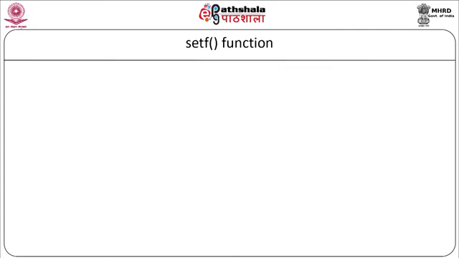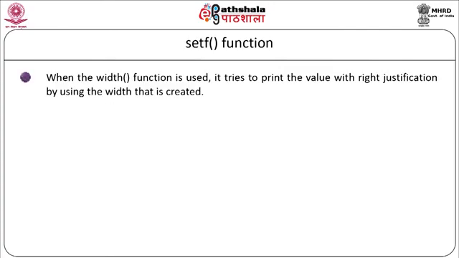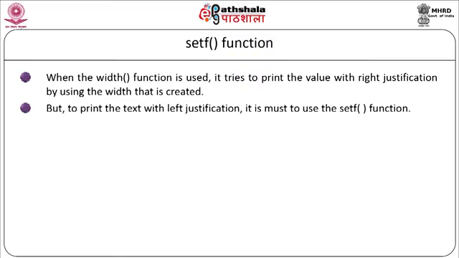Now we will see the setf function. When the width function is used, it tries to print the value with right justification by using the width that is created. But to print the text with left justification, it is a must to use the setf function. The syntax is cout.setf in bracket argument 1 comma argument 2.